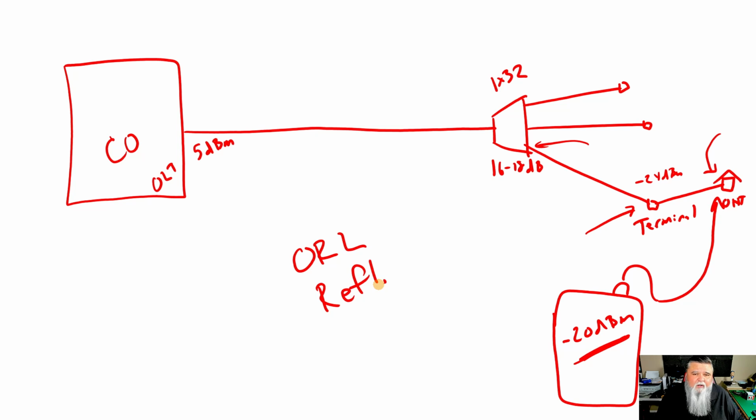So there are two critical parameters that we concern ourselves with when we're talking about fiber to the home. One is, what is my power level coming into my card or into my equipment? And what is the ORL or reflection across that span? But we're not measuring that. You need something like a reflectometer, like an OTDR, to measure reflection.